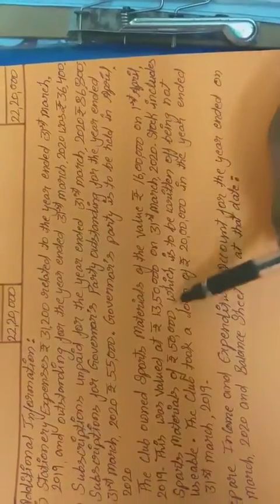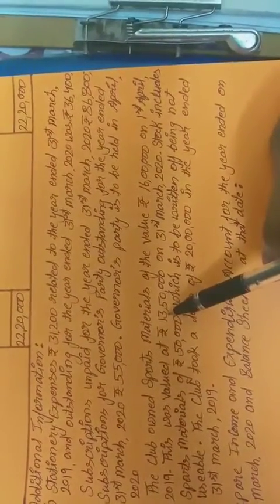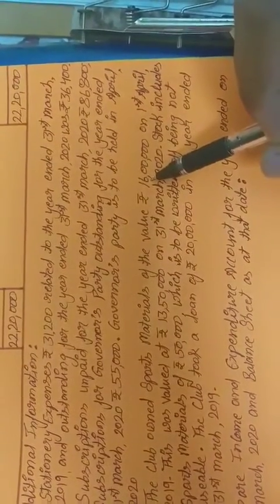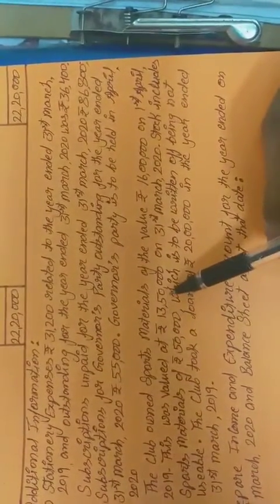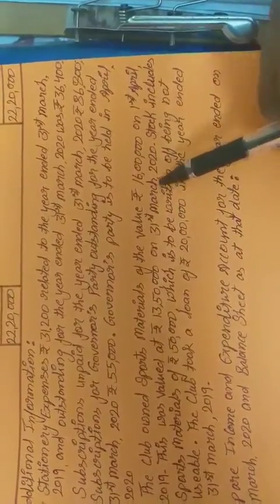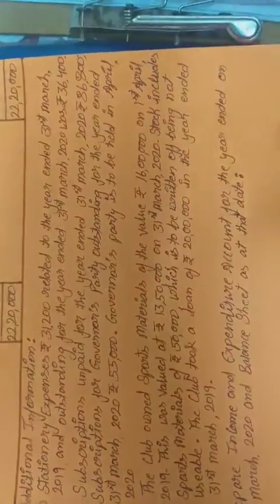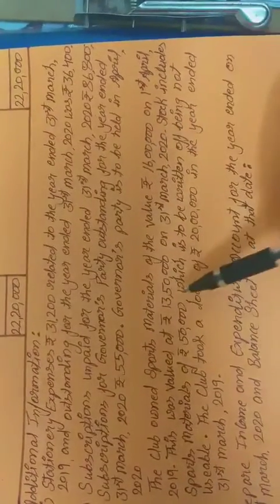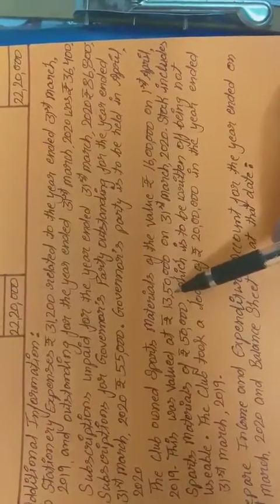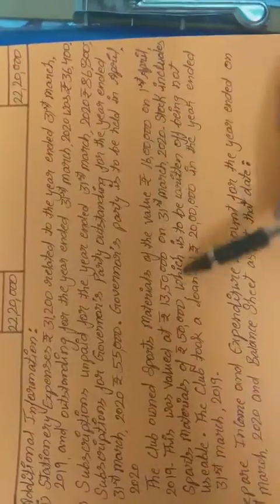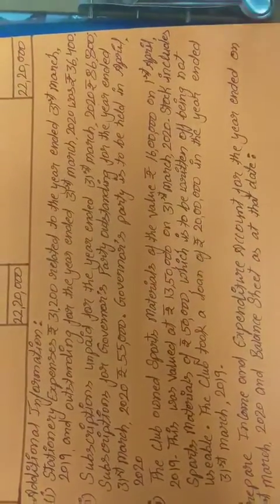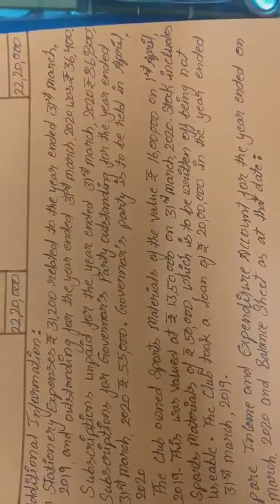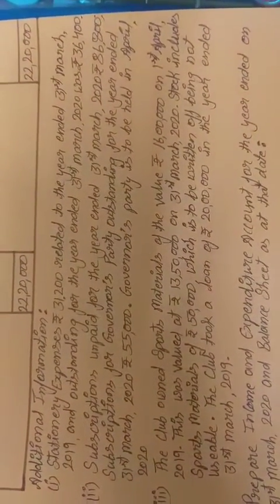It means 16 lakh were in the beginning, but 13 lakh 50,000 at the end. No depreciation is given, no other information is given. It means from this value we will subtract this value, and the difference is the sports material that was consumed during the year. So that will be the consumption value of the sports material.